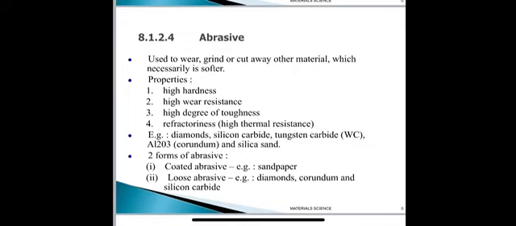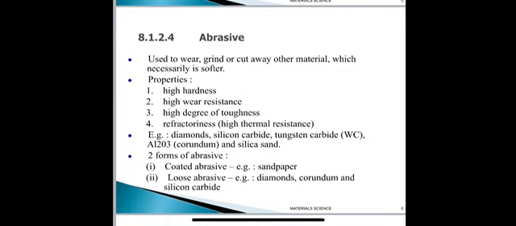Abrasive: used to wear, grind or cut away other material, which necessarily is softer. Properties: first, high hardness. Second, high wear resistance. Third, high degree of toughness. 4. High thermal resistance. Example: diamond, silicon carbide, tungsten carbide and silica sand.